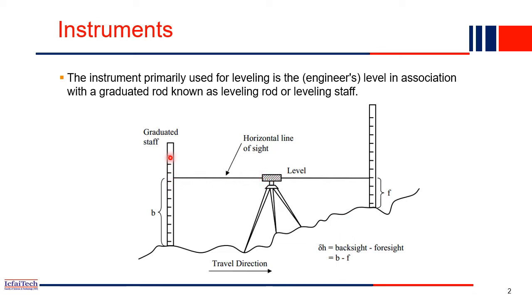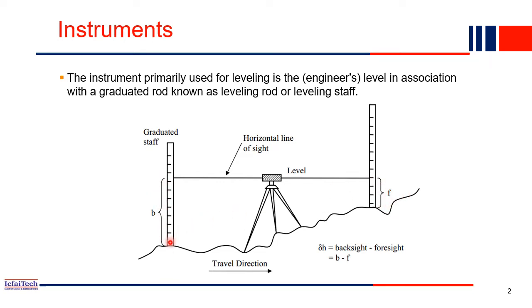So here in the scale, in the staff, what is the reading? Now you know this point, and what is the elevation of this point, right? Similarly, from this point you take the height distance in a scale staff up to this point. So now you know what is this height b and what is the height f.